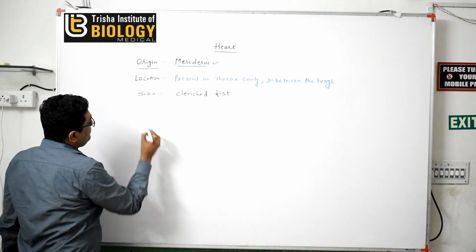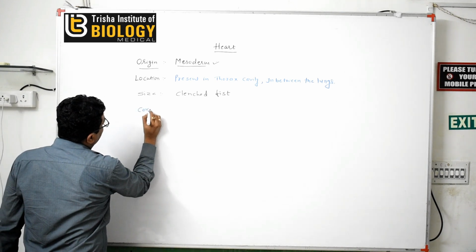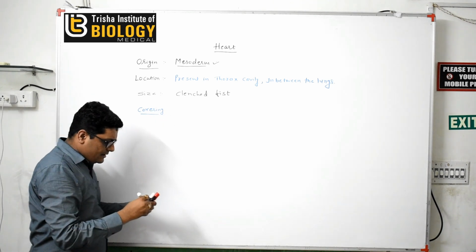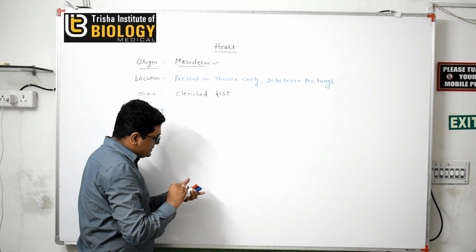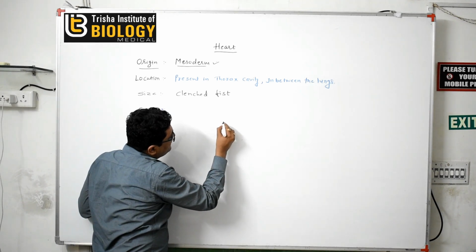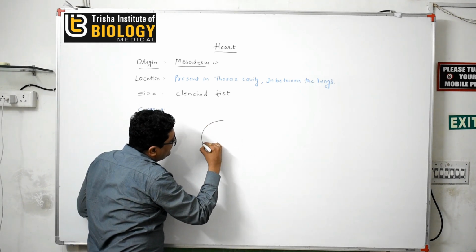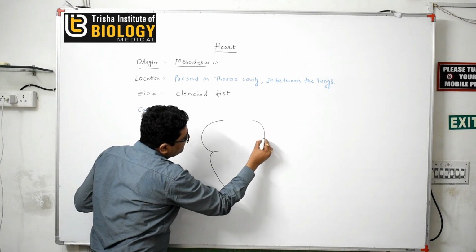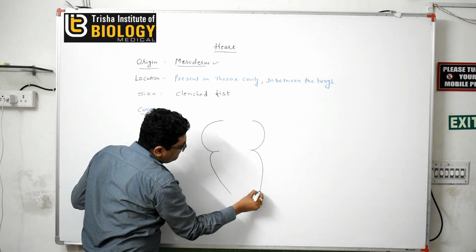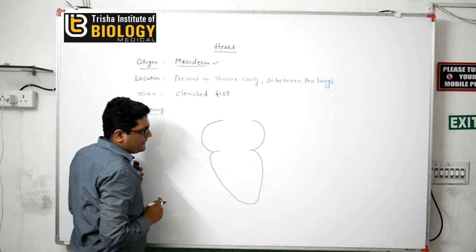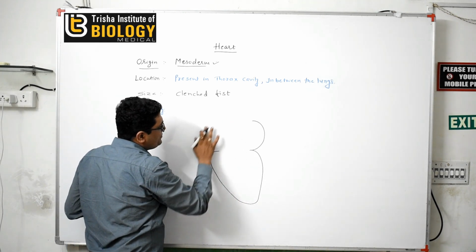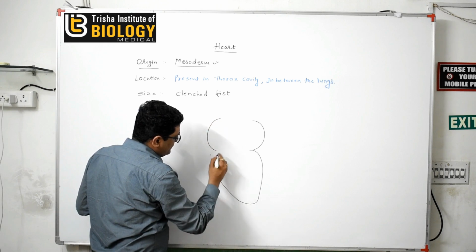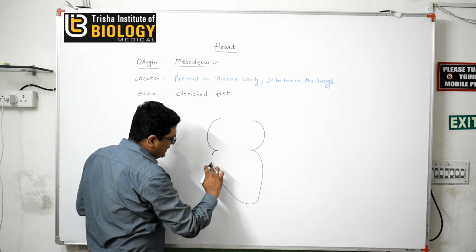Now the covering of the heart. When we draw the structure of the heart, it looks like a cone shaped organ. It is slightly tilted towards the left side.